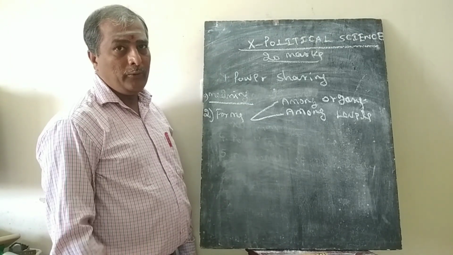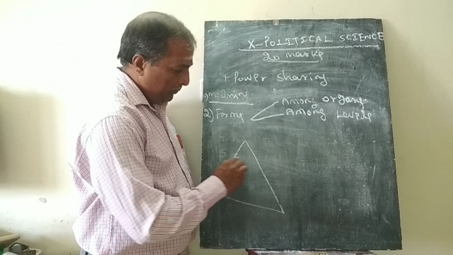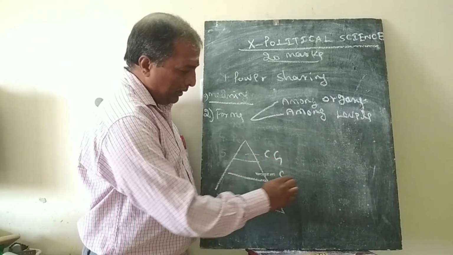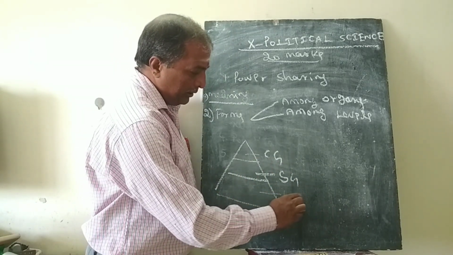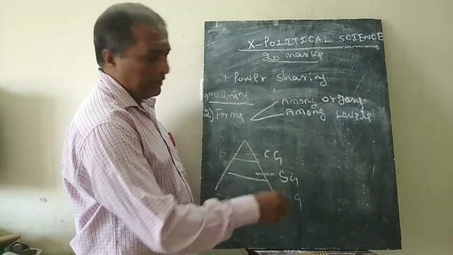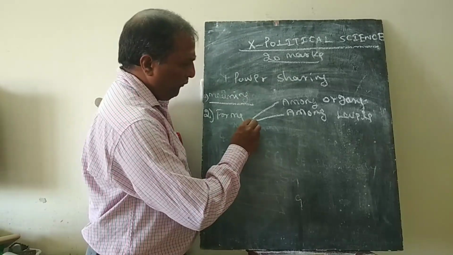How the power is being shared among these, right? Now the third form, which is the most important form, sharing of power among different political parties. You know, political parties are the important components of a democratic system. So the power has to be shared.